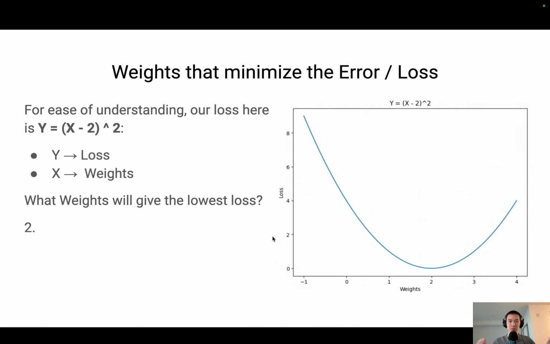But it's not like your model has human eyeballs and can just look at this graph. How would your model, during training, use math to find the weight values that give the lowest loss? That's what we will discuss in the next video.